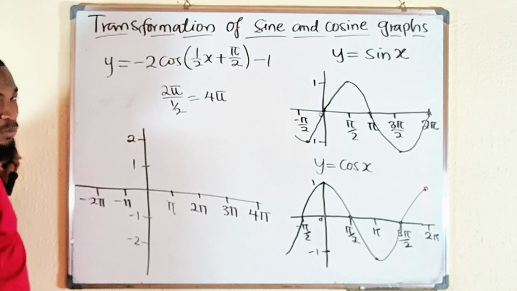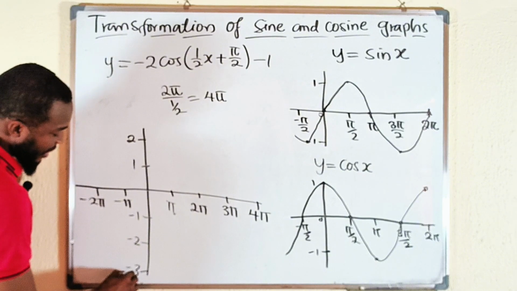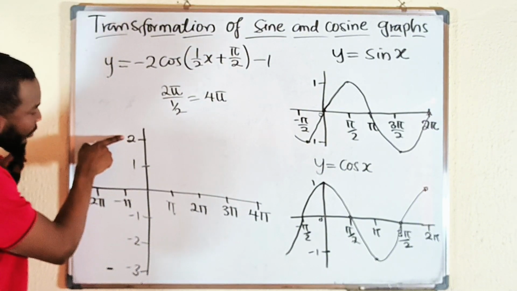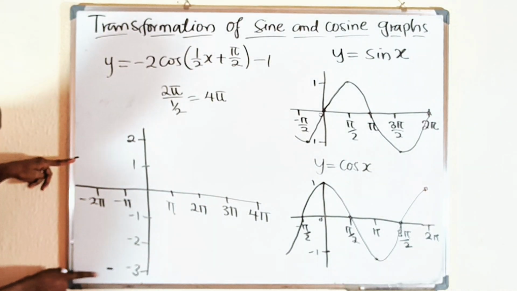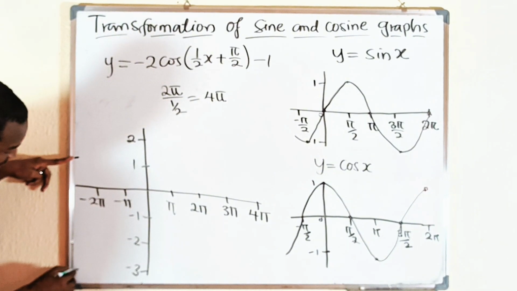Then -1. This is the vertical shift, 1 unit below because it is minus. So every single point will be shifted 1 unit down. So we're going to reach up to -3. So this is going to be our minimum. This is initially the maximum, it will be shifted down here. So remember, always, this is going to be maximum, minimum. Let me bring it here.